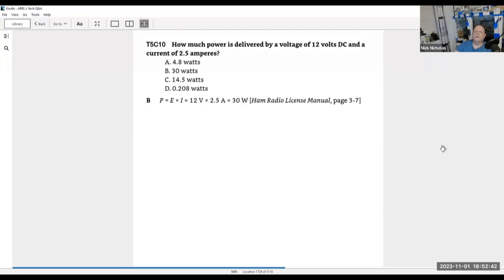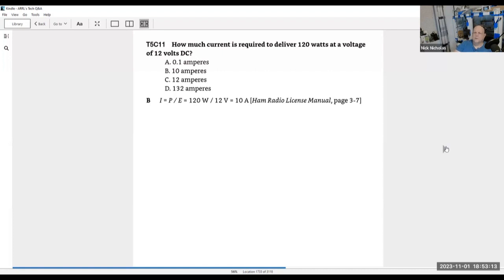How much power is delivered by a voltage of 12 volts DC and a current of 2.5 amperes? Again, you take that 12, multiply it times 2.5 because P is equal to I times E, or E times I. It doesn't matter. I like to go IE because pi is a simple word to remember. I'm always hungry when I hear that. And you get 30 watts. 2.5 times 12 is 30.